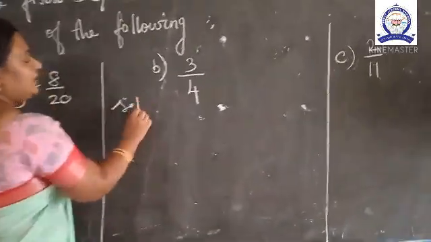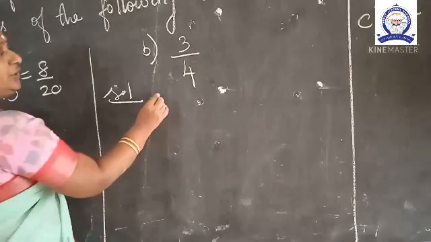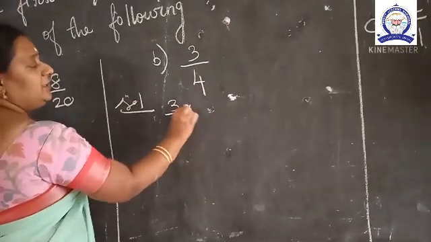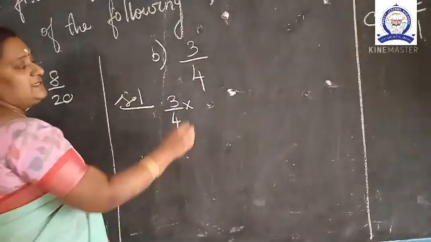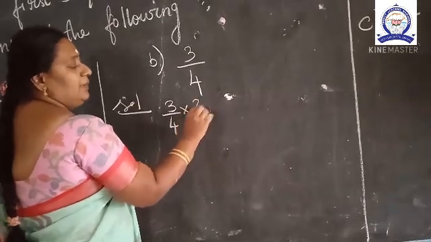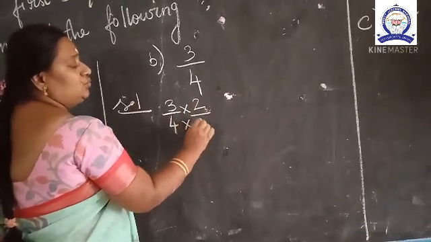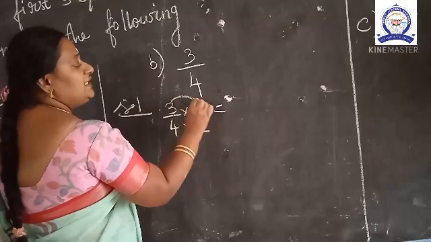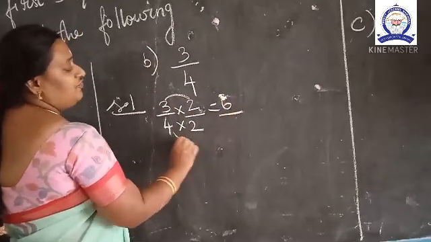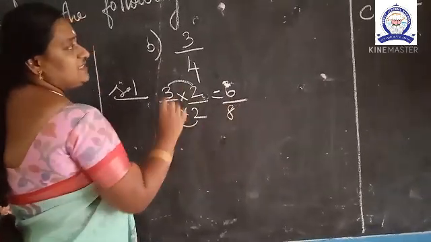Similarly, see the second sum. 3 by 4 is your given question. What I told you: multiply the numerator and denominator by the same number. Multiplying by 1 gives the same number, so you go with 2. So 2 3s are 6 divided by 4 2s are 8. This is the first equivalent fraction.